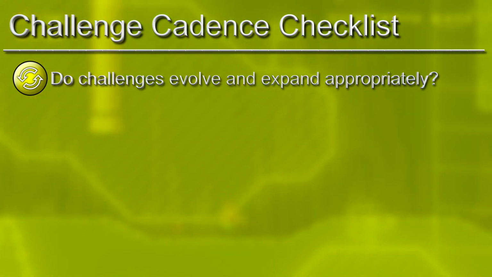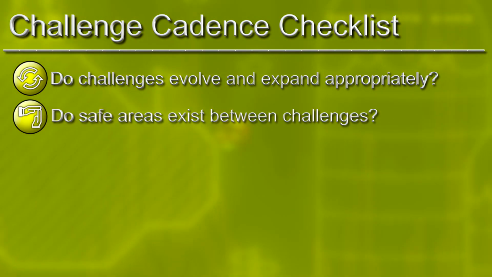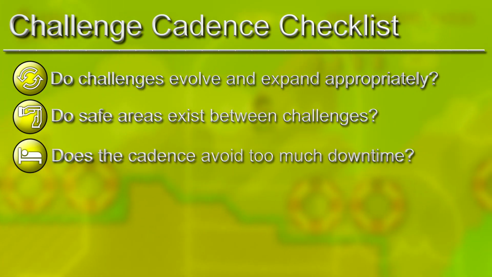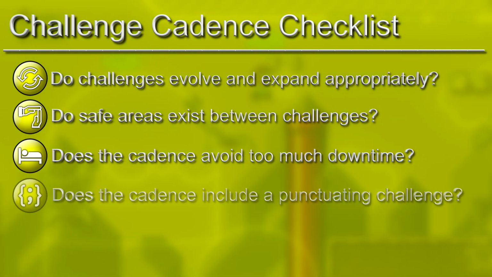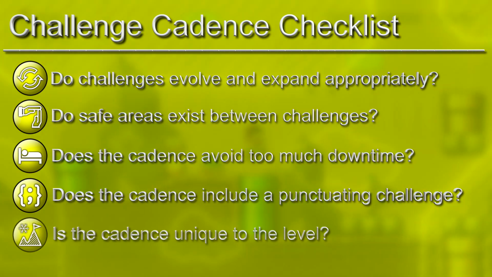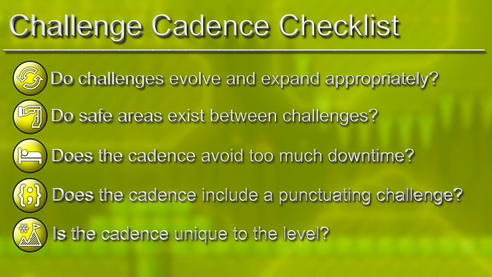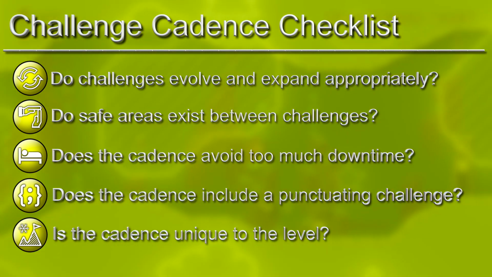Now let's take a look at our challenge cadence structure checklist. Do the challenges evolve and expand appropriately? Do appropriate safe areas exist between challenges? Does the cadence avoid too much downtime between challenges? Does each cadence include a punctuating challenge? Do the level's challenge cadences uniquely set it apart from other levels in the overall game? Are the cadences unique to the level?